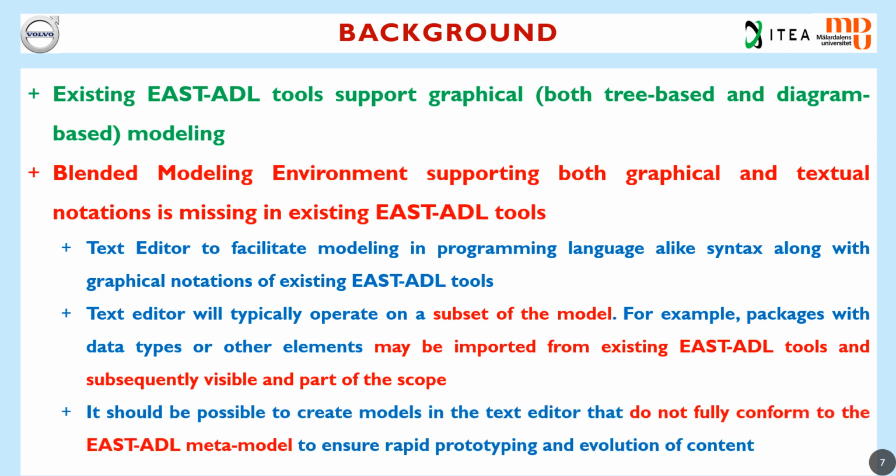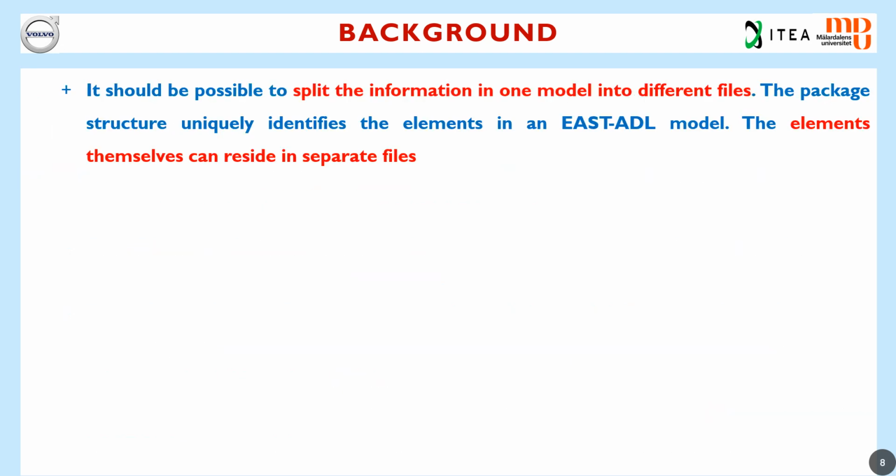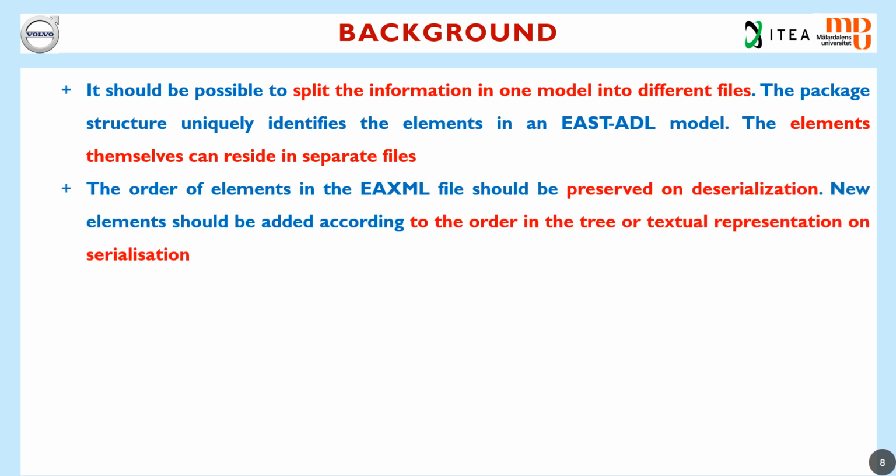Another requirement is that it should be possible to create models in the text editor that do not fully conform to the eSTDL meta model, to ensure rapid prototyping and evolution of content. It should be possible to split the information in one model into different files. The elements themselves can reside in separate files. The order of elements in the eXML file should be preserved on deserialization. New elements should be added according to the order in the tree or textual representation on serialization.